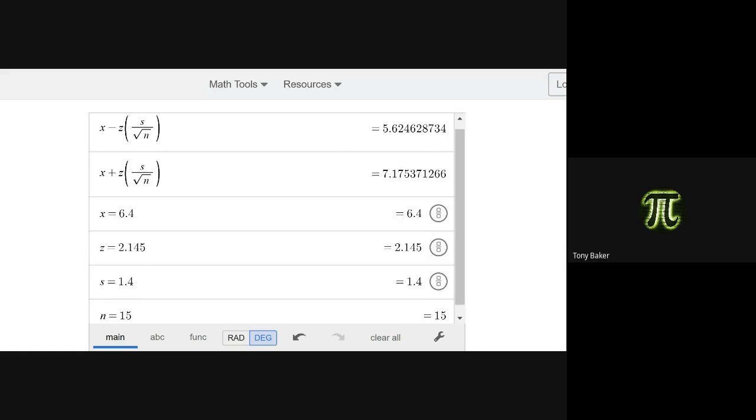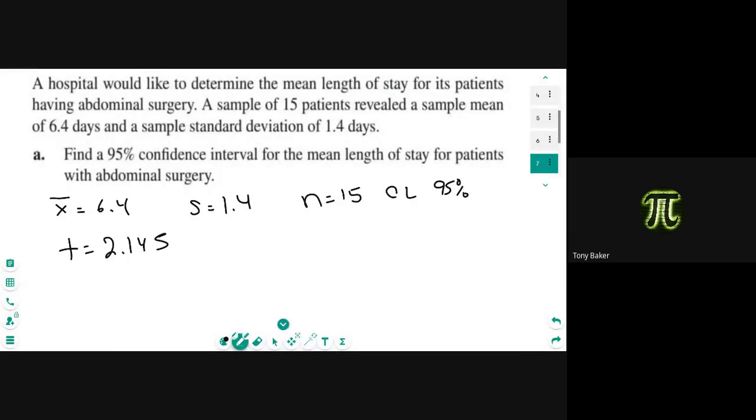All right, so I'm confused. About that part. Which part? Like the mean. So here, what does it tell you in this problem what the mean is? So the sample mean of 6.4 days. Oh, it says it right there. I did not read it correctly.